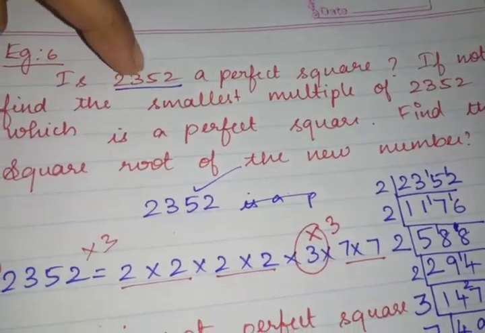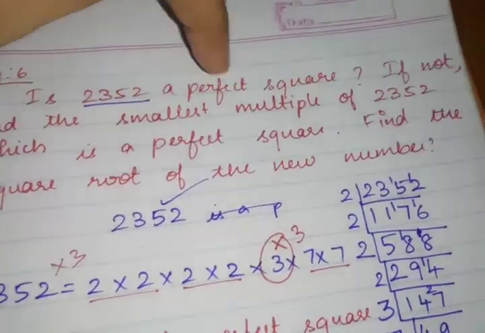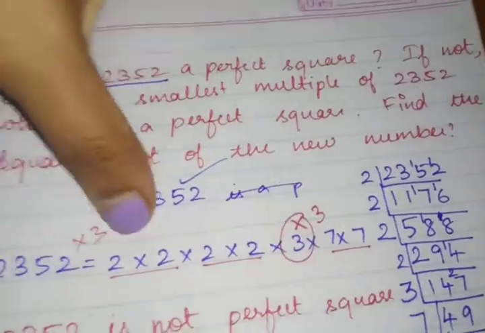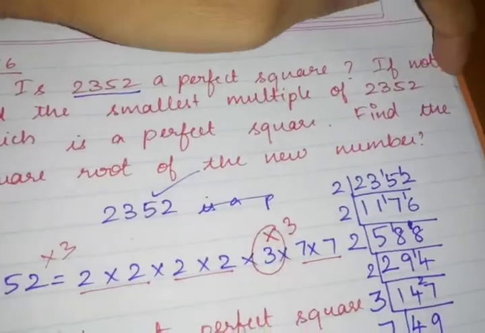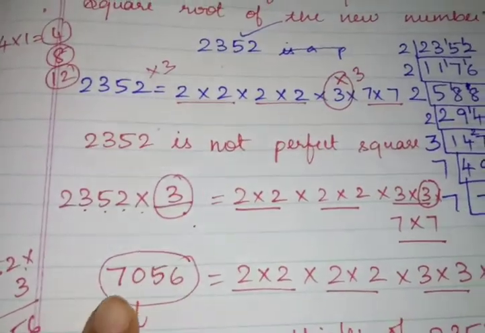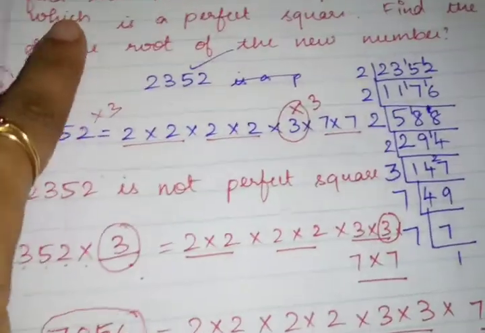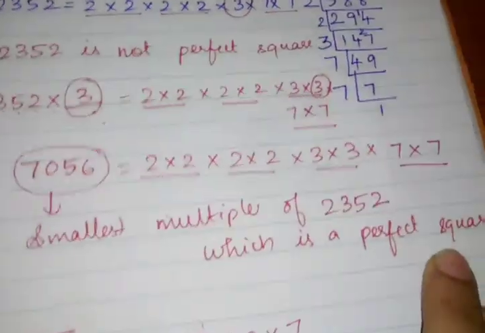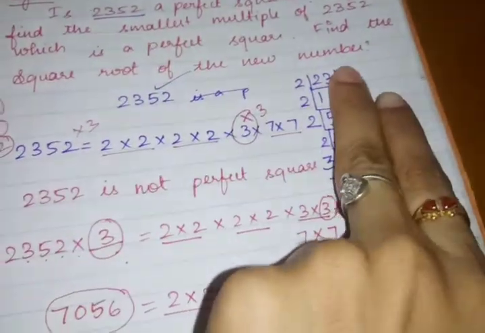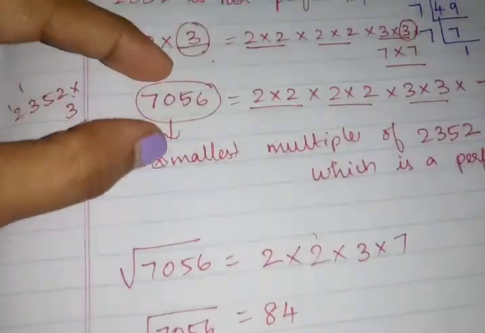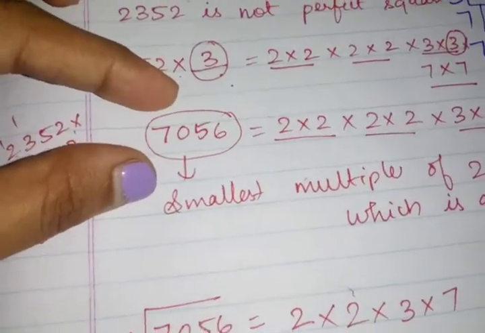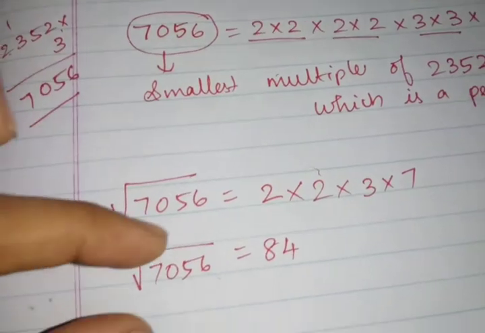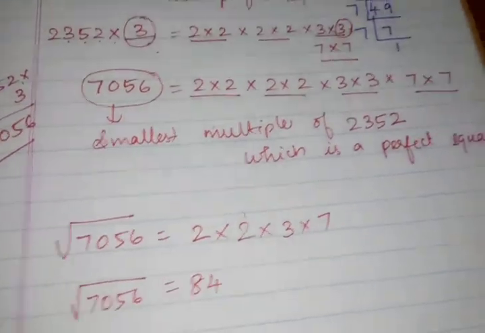So in this question I have found 3 questions. Is 2352 a perfect square? No, it is not a perfect square. If not, find the smallest multiple. Yes, we have found the smallest multiple, which is 7056, which is a perfect square. Find the square root of the new number. Yes, we have found the new number, which is 7056, and I have found the square root for this 7056. Understood, children?